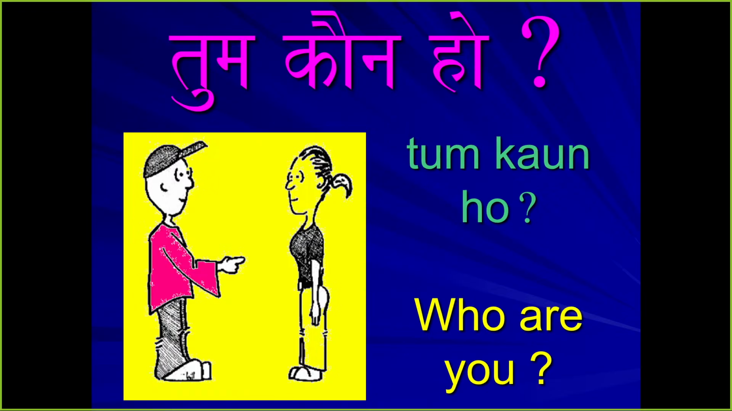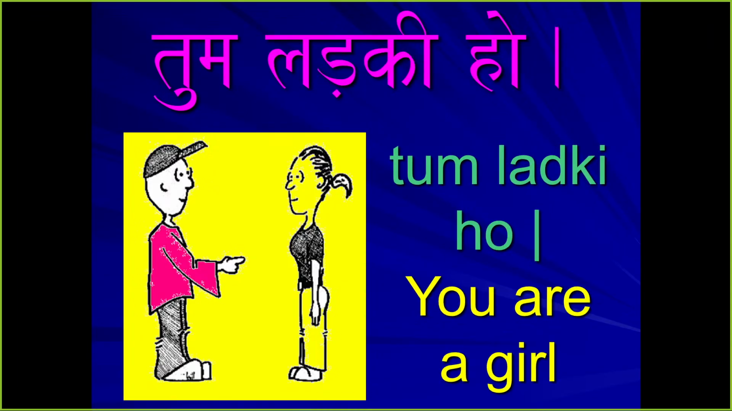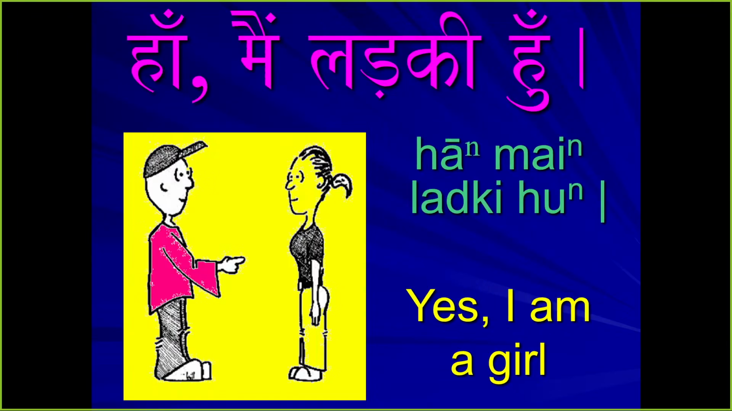मैं लड़की हूँ. Very good. So he's asking her, Who are you? And she will say, I am a girl. But he can say, You are a girl. Okay. And how do you say you are a girl? Anisha, read from the sentence. तुम लड़की हो. Tum ladki ho. Okay. Kavina, read the next one. हाँ, मैं लड़की हूँ. So the girl says, हाँ मैं लड़की हूँ. Yes, I am a girl.